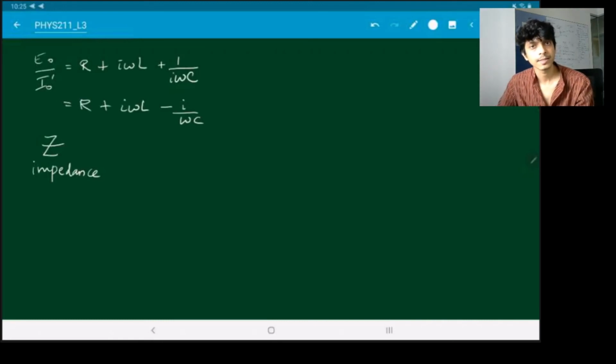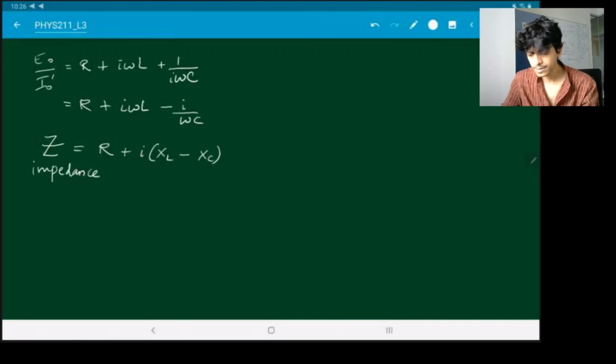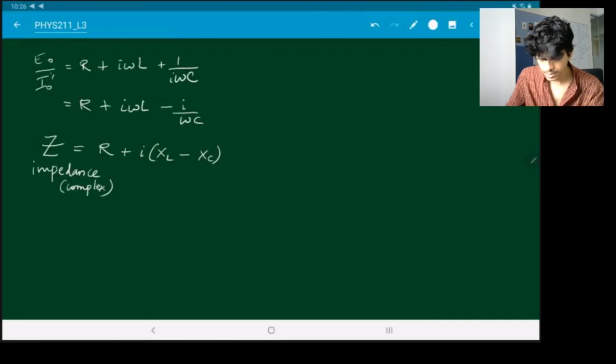Impedance is the overall resistance of the circuit, taking into account the effect of the resistance, the inductance, and the capacitance. And as you can see on the right hand side, this is i. Omega L is the inductive reactance. 1 over omega C is the capacitive reactance. So Z takes into account all these three resistances. Of course, Z is a complex number because it is E0 divided by I0 prime, and I0 prime is complex.